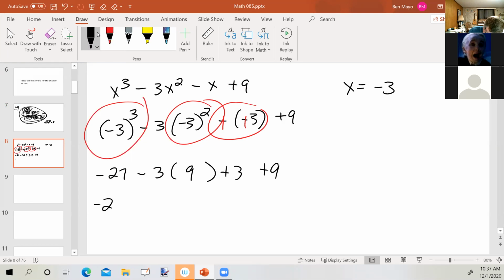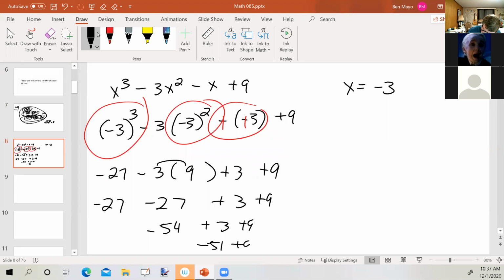Continuing on, we have -27 minus 27 more plus 3 plus 9. -54 plus 3 plus 9, -51 plus 9, -42. Is that right? Okay, so there's our final answer. Any questions about that?